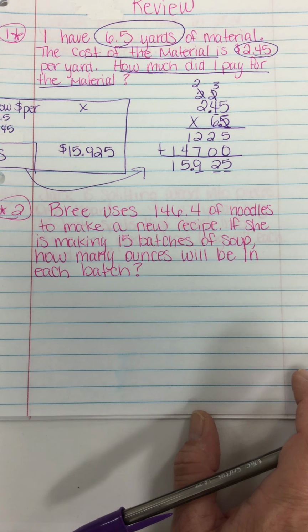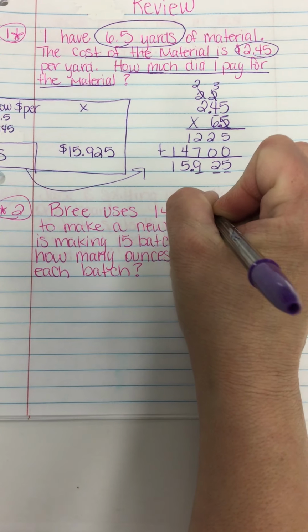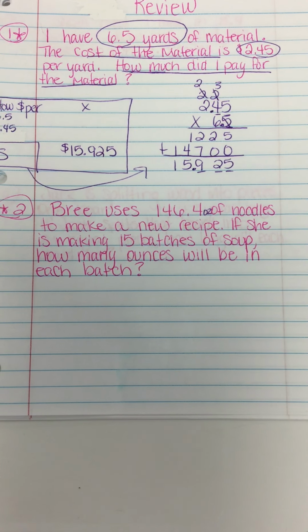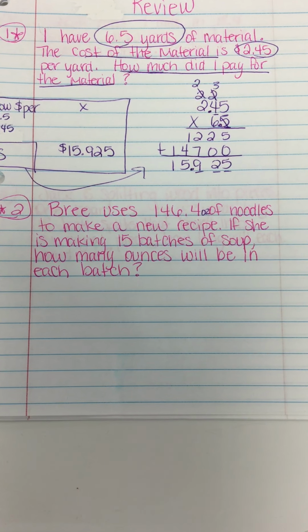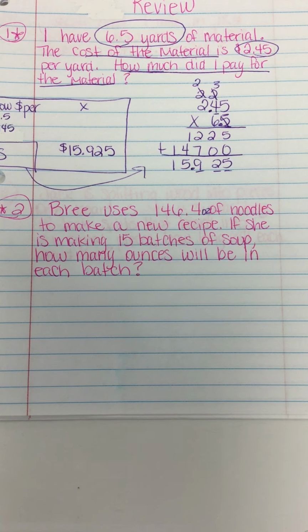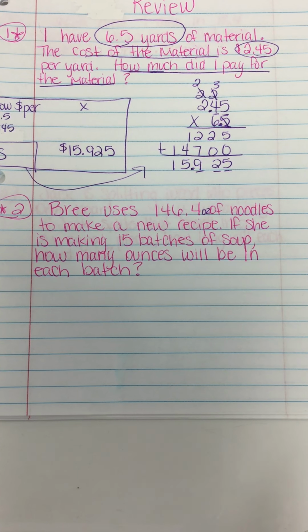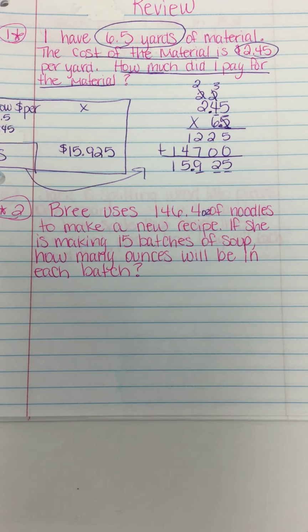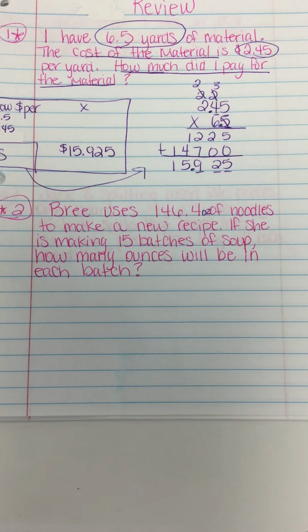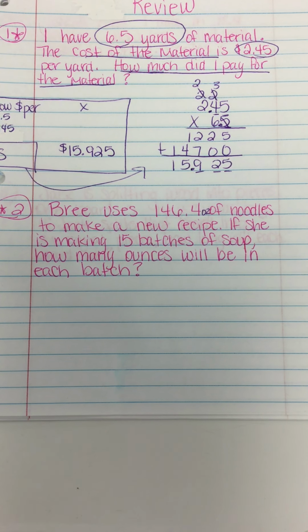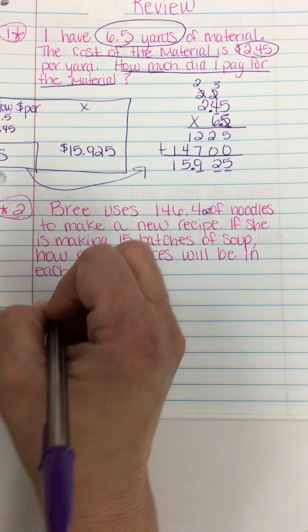Okay. The next one, number 2. Bree uses 146 4/10 ounces of noodles to make a new recipe. If she is making 15 batches of soup, how many ounces will be in each batch? So she's going to use 146 4/10 ounces of noodles to make a new recipe. Okay, that's in each batch. So if she's going to make 15 batches of soup, how many ounces will be in each of those batches?